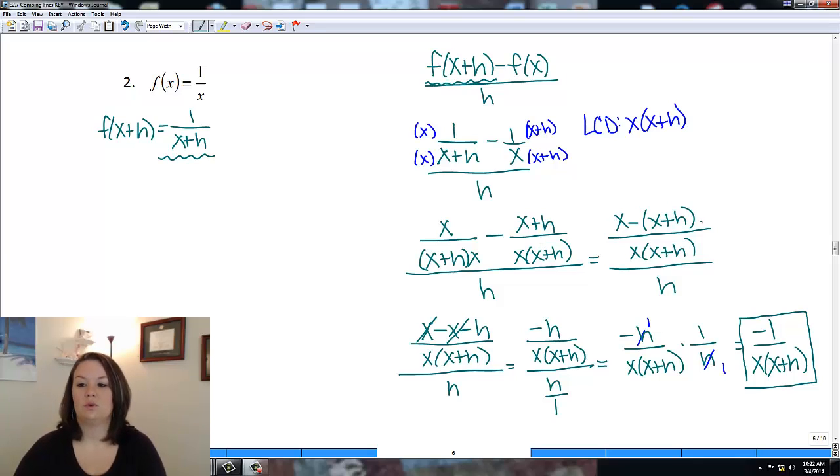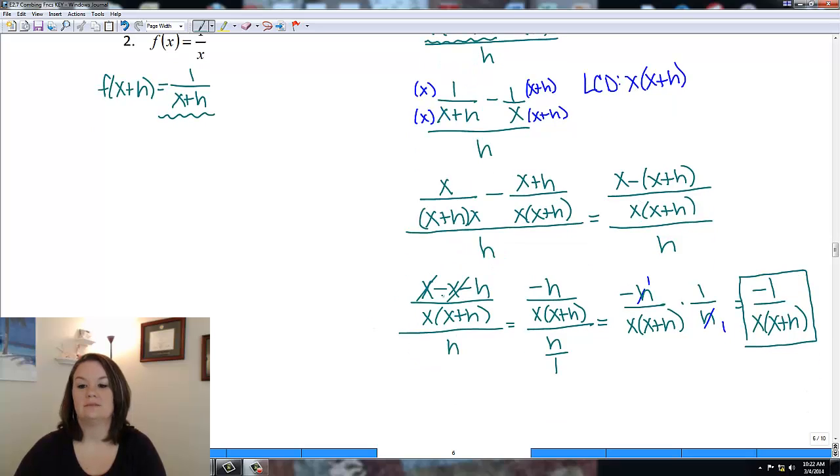I went ahead and used parentheses, so remember to subtract, distribute that negative to both terms of the second fraction, which leaves me with x minus h, so my x's cancel. So I get negative h over my common denominator all over h. Since this is a complex fraction, I wrote my denominator with a denominator of 1 so that I can flip and multiply. Okay, I reduce, which leaves me with negative 1 over x times x plus h.